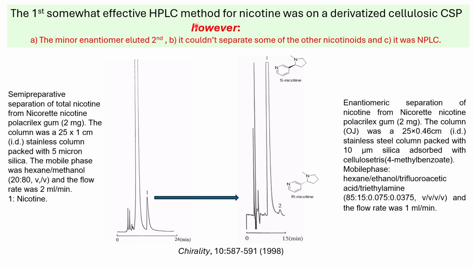The first somewhat effective HPLC method for nicotine was a derivatized cellulosic chiral stationary phase, and you see the separation here to the right. But this is another example of how you analyze nicotine in other products, whether it's tobacco products or nicotinic patches or gum, which is first on the left you have to isolate the nicotine, which is peak 1 on a non-chiral separation. You isolate that compound and then you switch it to your chiral column where you get your enantiomeric separation of the S-nicotine and the R+. And it's a reasonable separation, but the minor enantiomer is coming out on the tail of the major enantiomer. So it could be improved upon.